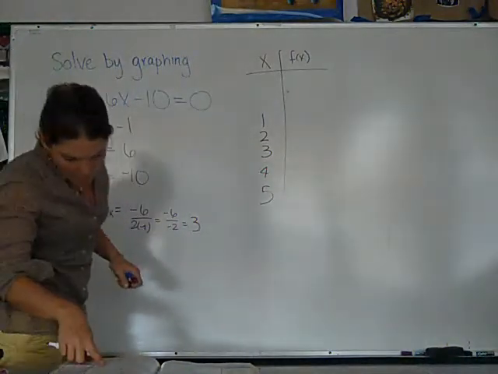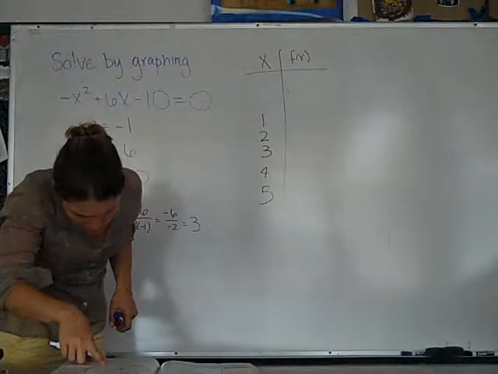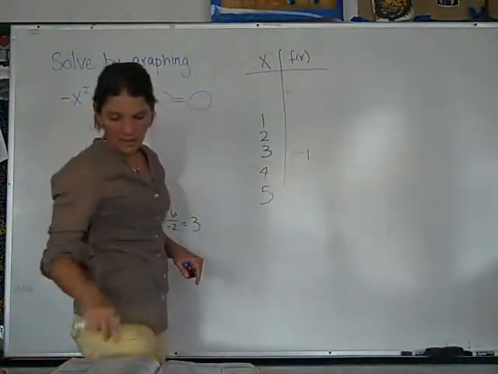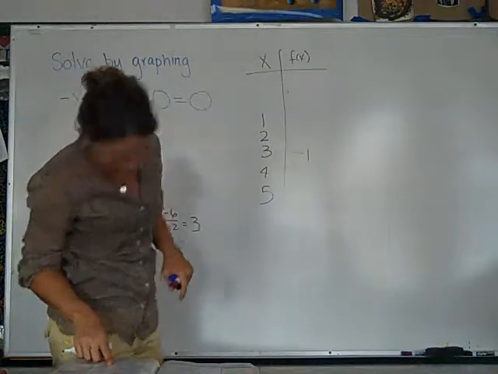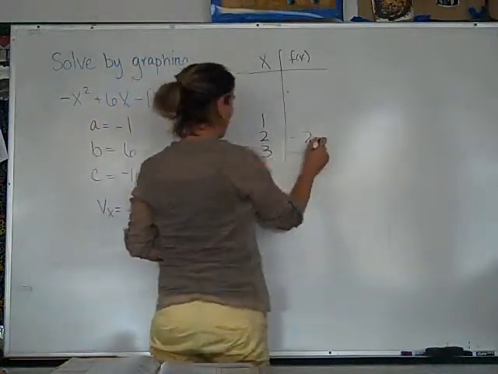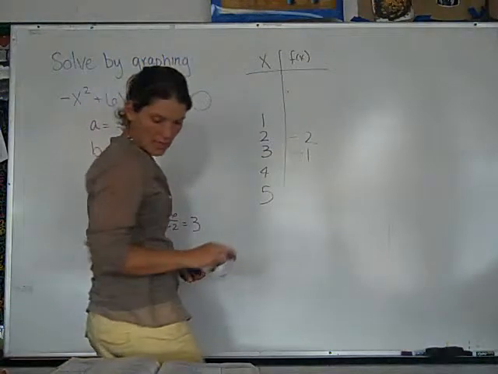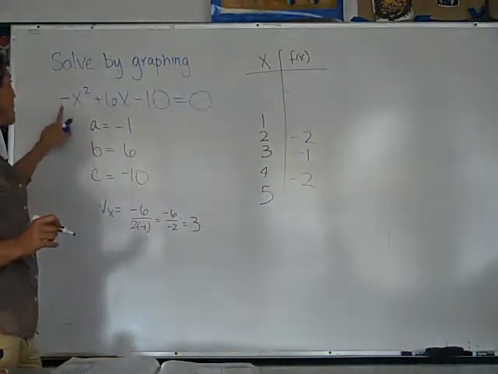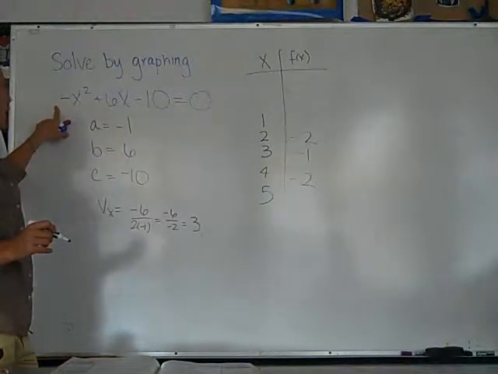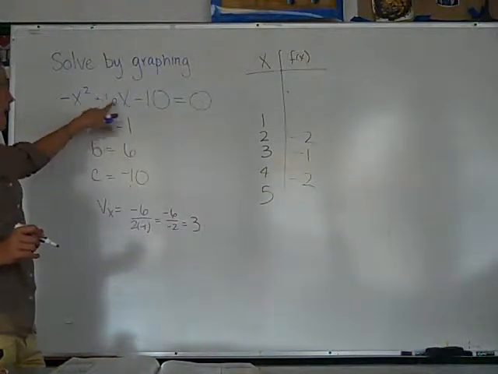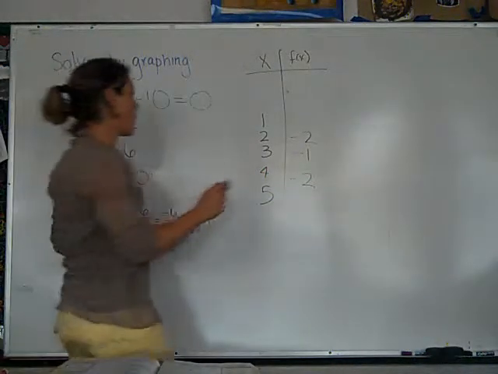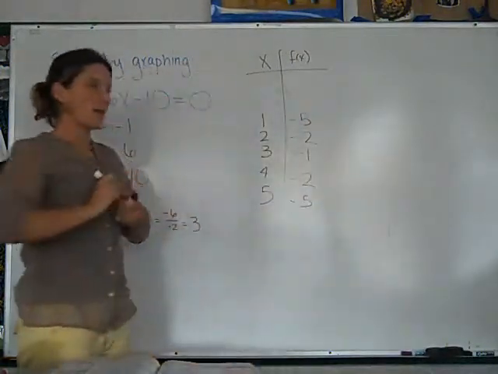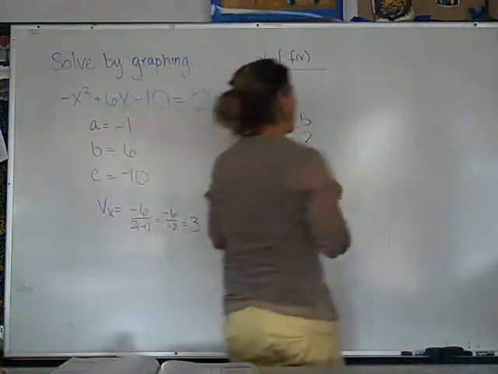So if I plug in x equals 3, I get -1. If I plug in x equals 2, I get -2. If I plug in x equals 4, I get -2. If I plug in x equals 1, -1 squared plus 6 is 5, minus 10 is -5, and -5. Okay, are we seeing maybe that it might not cross the x-axis?